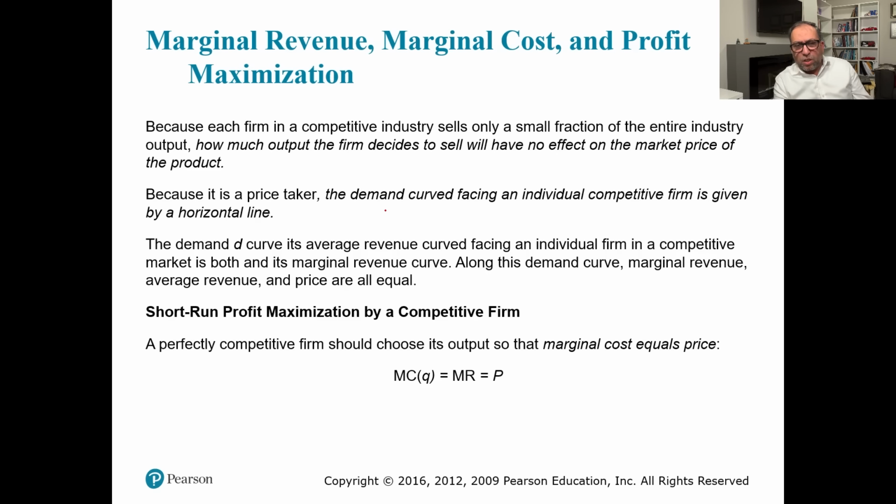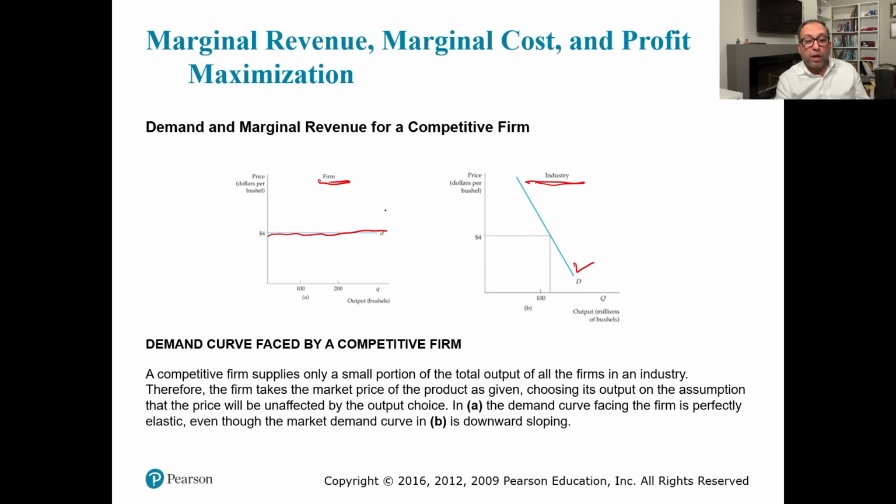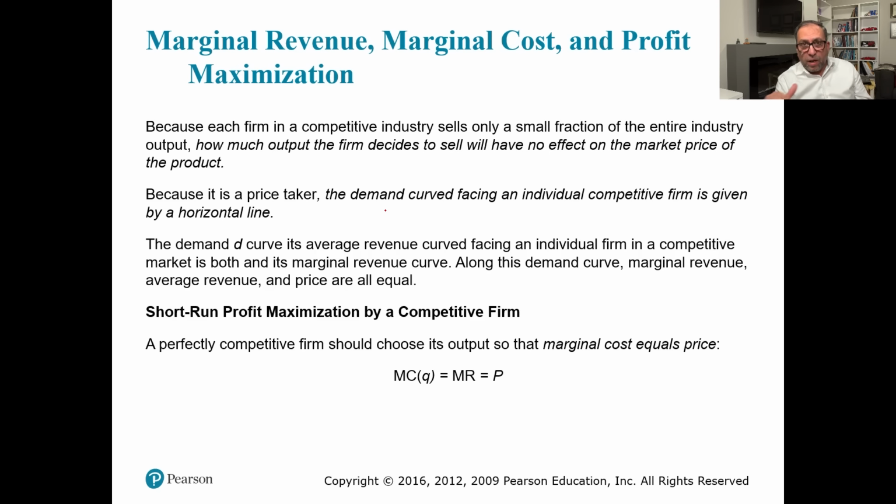Now if this is the situation that there is a horizontal line, it means that the price is the marginal revenue as well. And this is the demand curve, this is the average revenue curve, this is the marginal revenue curve. So all these curves coincide, or you can say they are all one curve: demand curve, marginal revenue curve, or average revenue curve. And this is also price. So that's the way that we can see it.